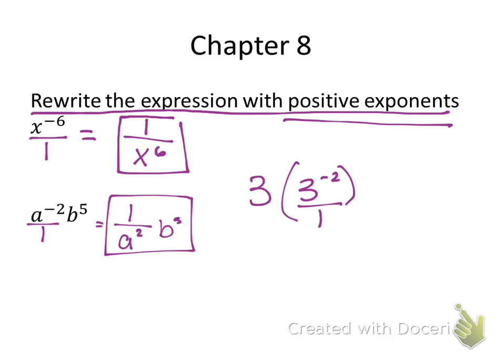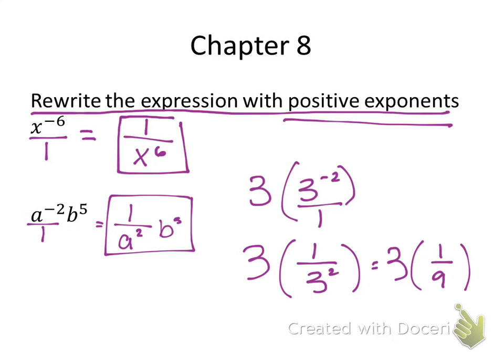So let's write it as a fraction so I can flip it. Then I'm going to get 3 times 1/3 squared. Then I simplify. I get 3 times 1 over 9. And then I multiply. 3 times 1 over 9 is 3 over 9. And I simplify to 1/3. And that is my final answer. That's how you do the one, I think it's number 11 on the final exam review sheet. You only have to change the number that has the negative exponent.